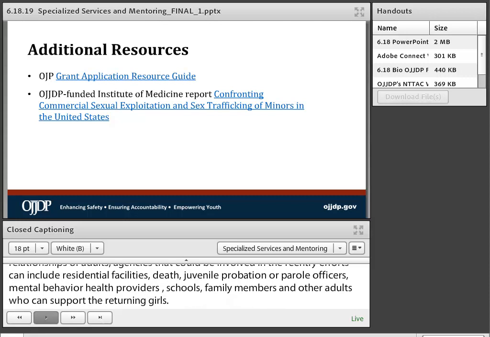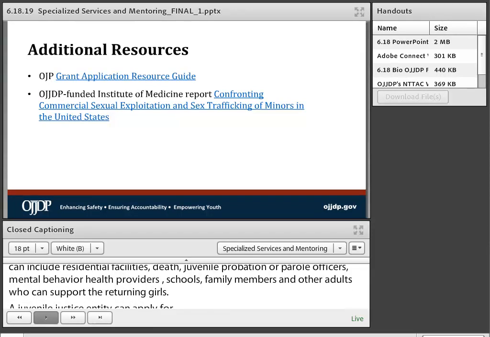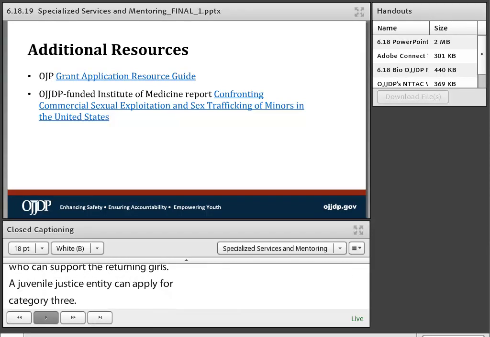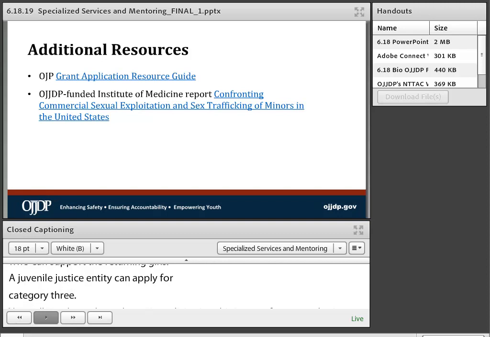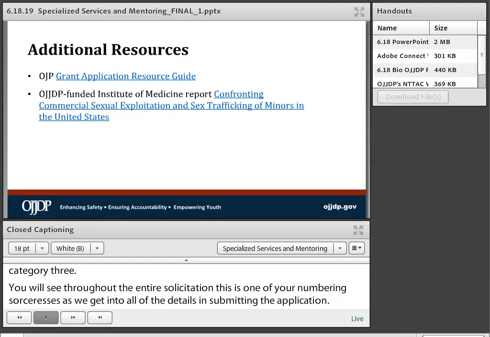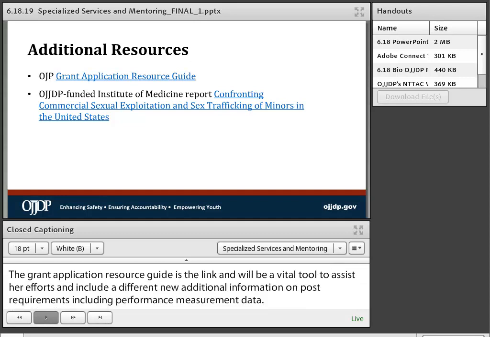So you'll see throughout the entire solicitation, this is one of your number one resources, particularly as we get into all of the details in submitting the application. The grant application resource guide is in the solicitation, it's linked, and it will be a vital tool to assist your efforts and includes additional information on post-award reporting requirements, including performance measures data. So again, that's linked and should be something that you open up and go through and take a close look at as you're going through the application process.